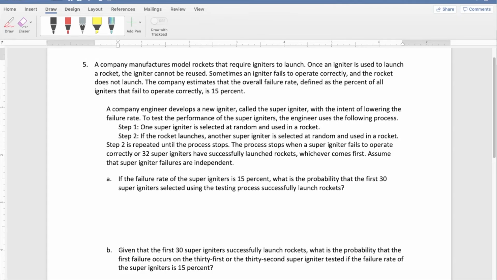Once an igniter is used to launch a rocket, it cannot be reused. Sometimes it fails to operate correctly and it doesn't launch. The company estimates that the overall failure rate, defined as a percentage of igniters that fail to operate correctly, is 15%. So it kind of gives us an example of a test.